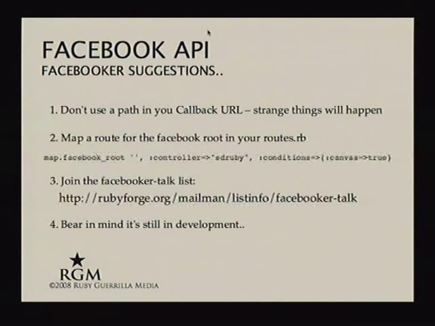All right, so just some Facebooker suggestions. It'll probably save you a lot of time. When I mentioned the callback URL, don't put a path in it. It'll probably be fixed eventually. But what happens is the rewrites get all screwed up and you get all kinds of methods and errors. Of course, if you do that now, you have to specify a route for the Facebook group. Put the canvas for sure.